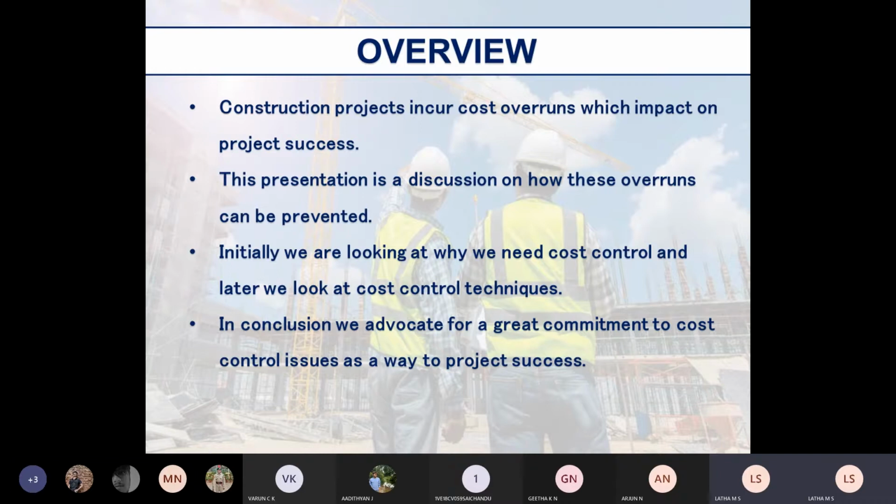And initially we are looking at why we need cost control. Why do we need to control the cost? We have to control it, otherwise it is not possible to complete the project itself. And we will see in the conclusion what commitment to the cost control issue can be made towards project success.